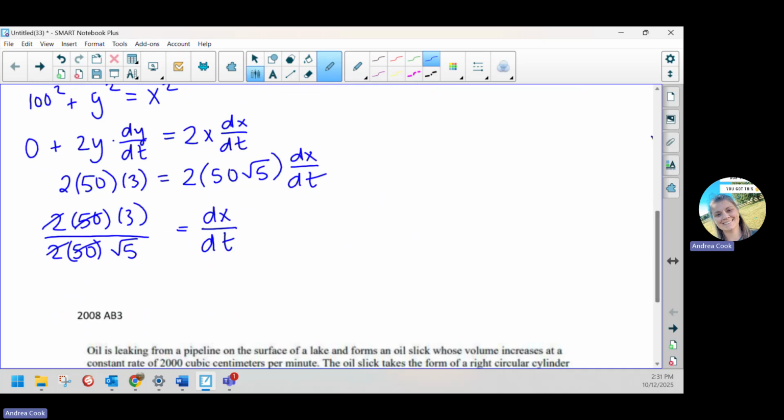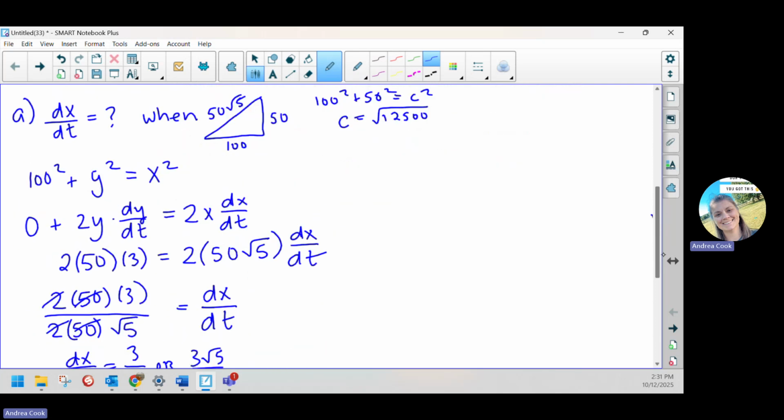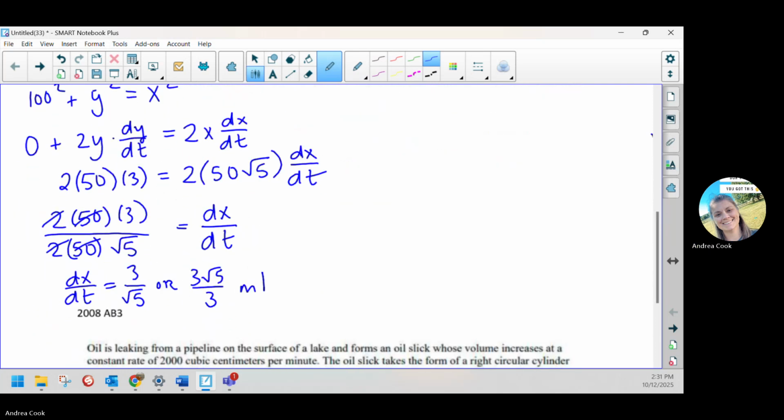So dx over dt comes out to be 3 over root 5. You can leave it like that, or you can say that it's 3 root 5 over 5. And then the units is meters per second. Okay, so that is part A.